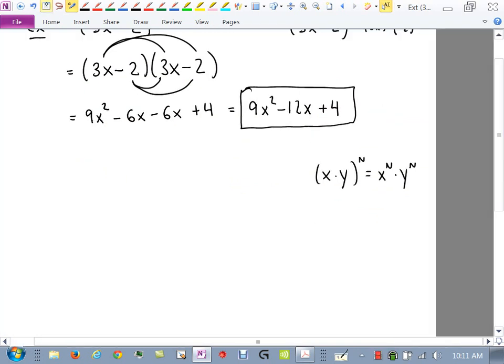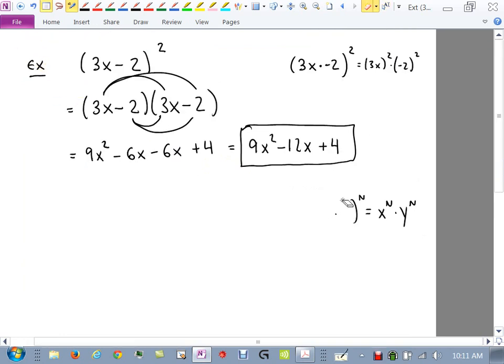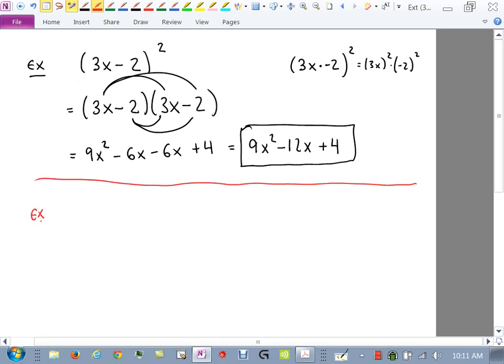Now watch this. I'm going to do a different example right below this. This is going to be tricky. How about 3x minus 2 cubed? Well, what does that mean? Multiply it times itself 3 times, right? And I'll get a lot of students who are very comfortable with what we've done up to this point, and then I give them that, and they're like, what do I do? Well, watch. Here's what I recommend you do.